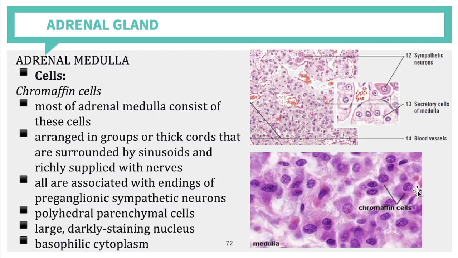You can appreciate the chromaffin cells. Again, the majority of your adrenal medulla is comprised of your chromaffin cells. Chromaffin cells have a darkly stained nucleus, and they have a very basophilic cytoplasm. Okay? Why do we call them chromaffin cells? Chromaffin, so called because of the secretory granules that turn brown when treated with an oxidizing agent like chromate. This is what we call the chromaffin reaction.